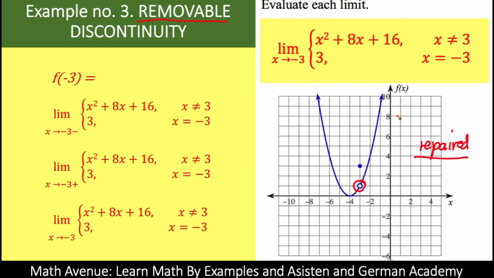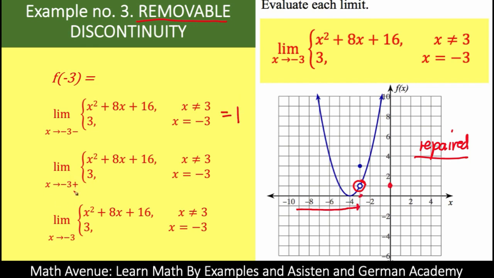So what is the limit of this piecewise function, x squared plus 8x plus 16 when x is not equal to negative 3, and the function is equal to 3 if x equals negative 3? So let's take a look at the left-hand limit. As x approaches negative 3 from the left, we are coming from here, going this way. What is the y value? The y value is the limit. So the y value is approaching positive 1. So the limit here is positive 1.